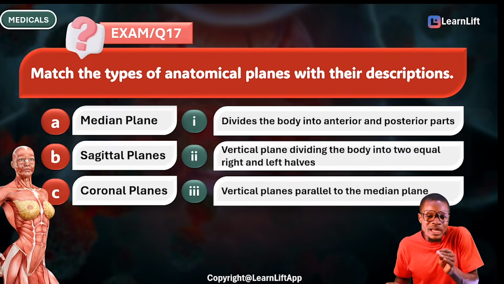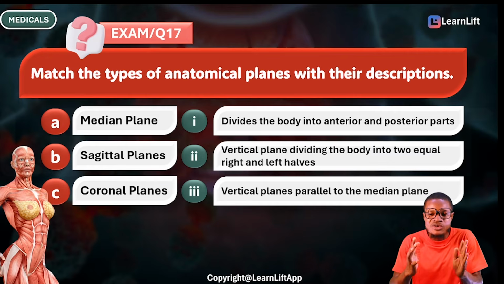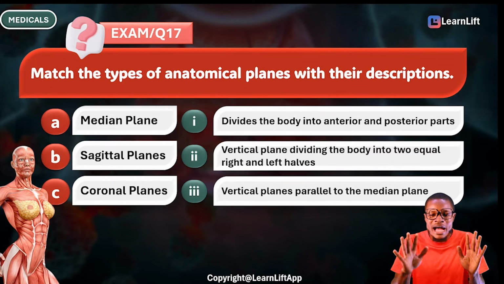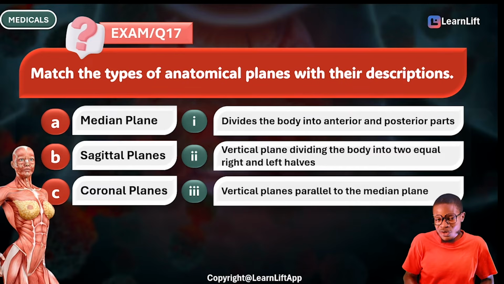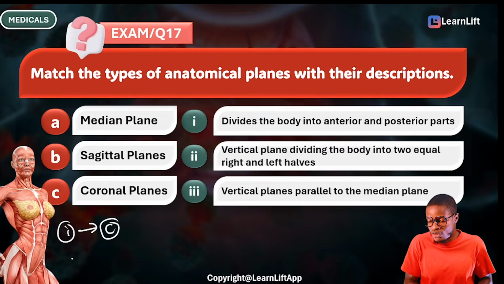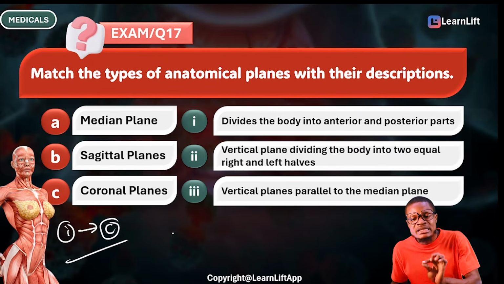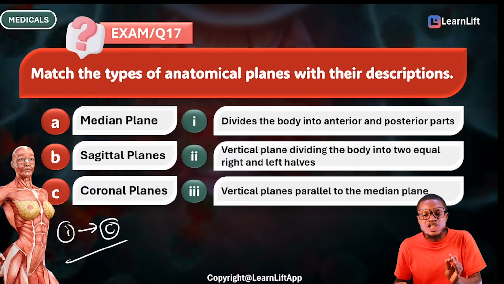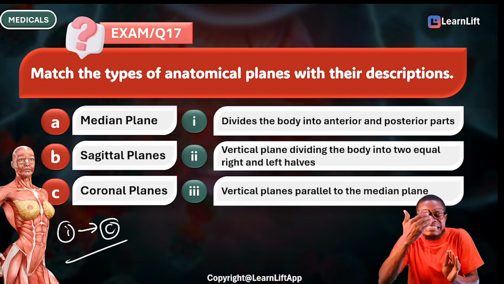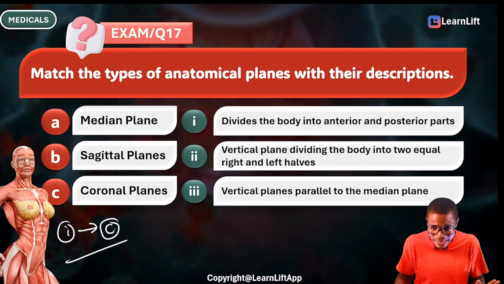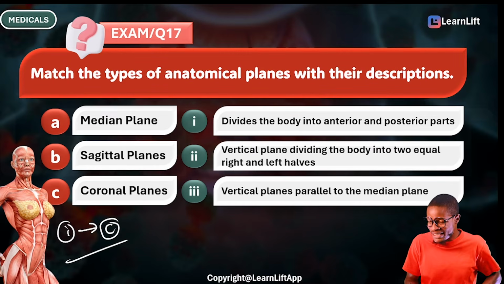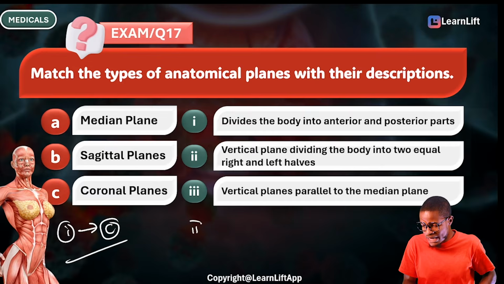Okay, let's go. The first one says divide the body into anterior and posterior. Of course, what will divide the body into anterior and posterior? That's coronal or the frontal plane. And that makes C the correct answer. That means one there is going to match or link with C as the correct answer there. Now, the next is vertical plane dividing the body into two equal right and left halves. Right and left halves equal. So what's the answer there? Median plane. That means your 2 there is going to correspond with your A, median plane.